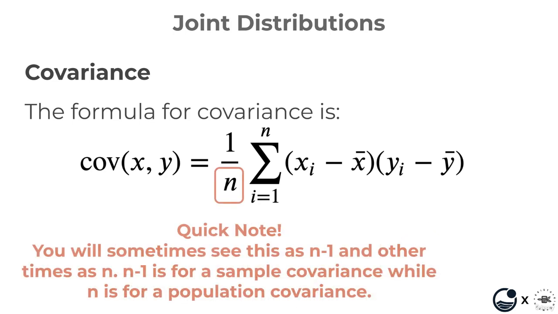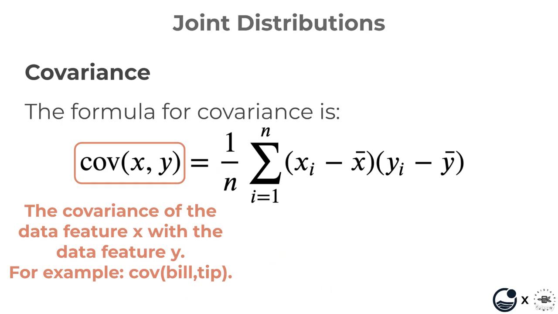Before we continue, a quick note: if you were to Google the definition or formula for covariance, you are going to sometimes see this as n minus 1, and other times you may see it as just n, like we're showing here. To be a little more specific, n minus 1 is for sample covariance, while n is for population covariance. But we'll discuss that in more detail later on. For right now, we'll just show you the formula for population covariance.